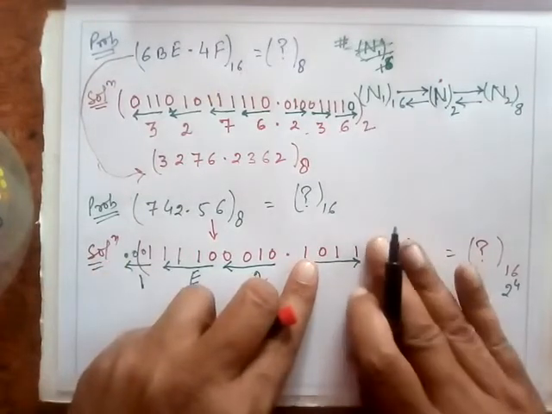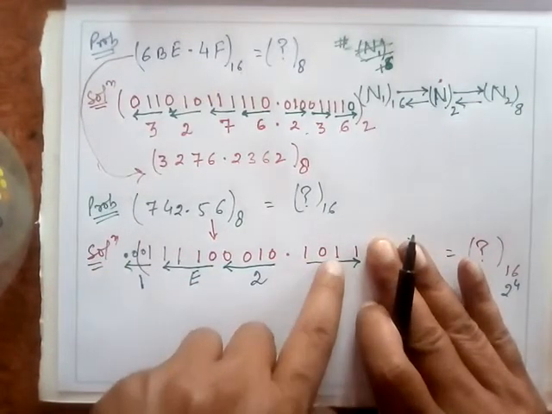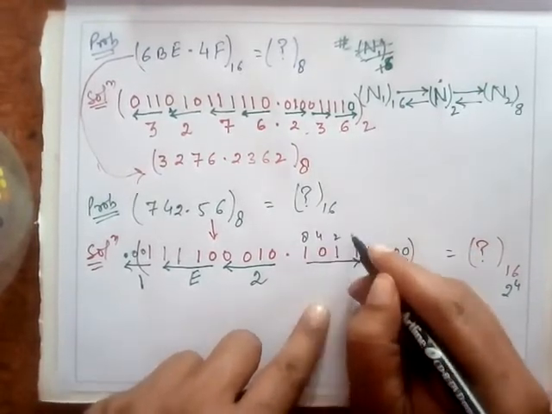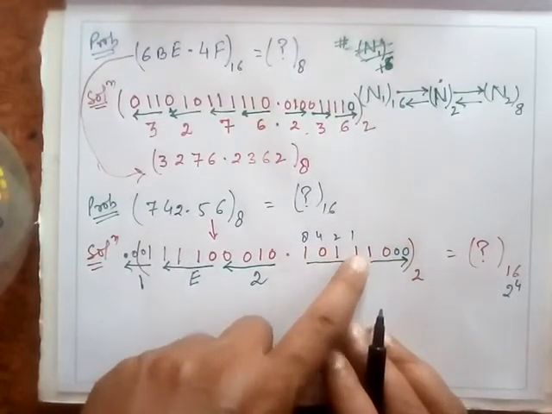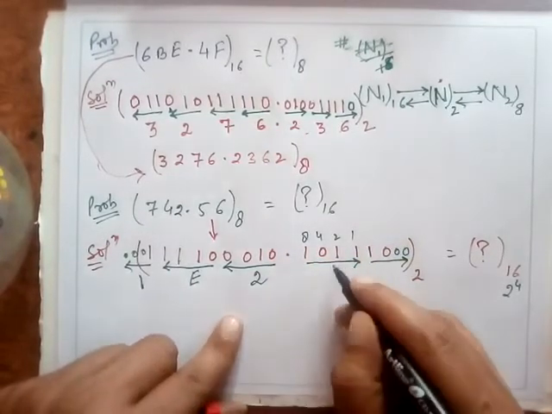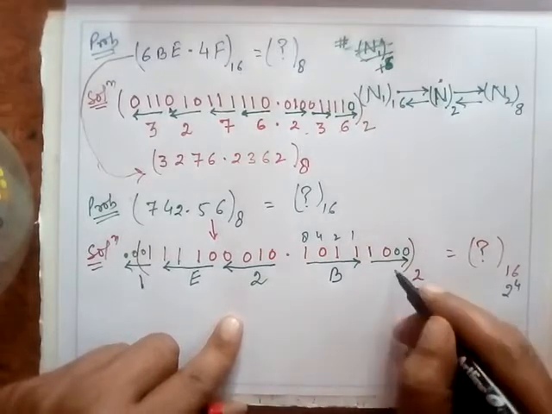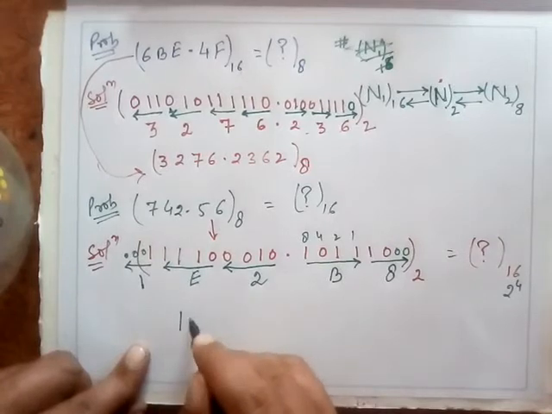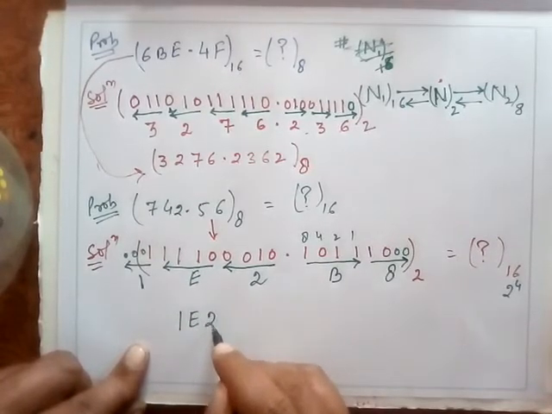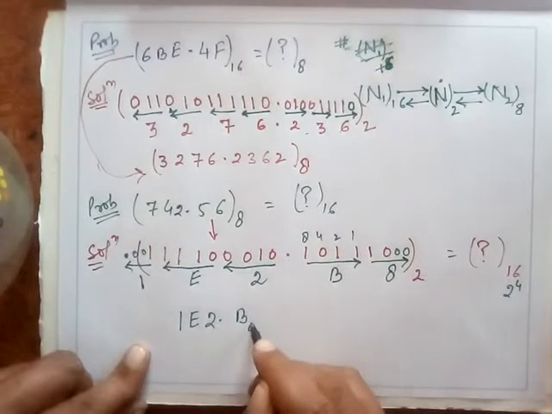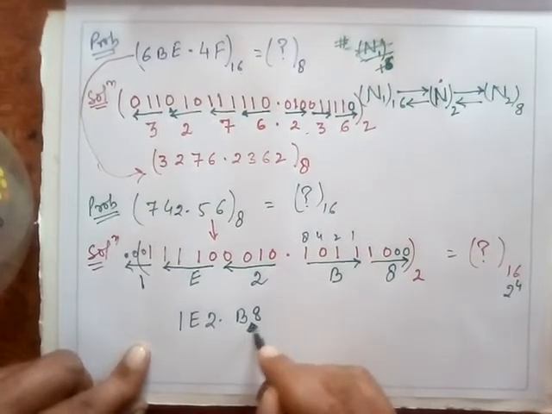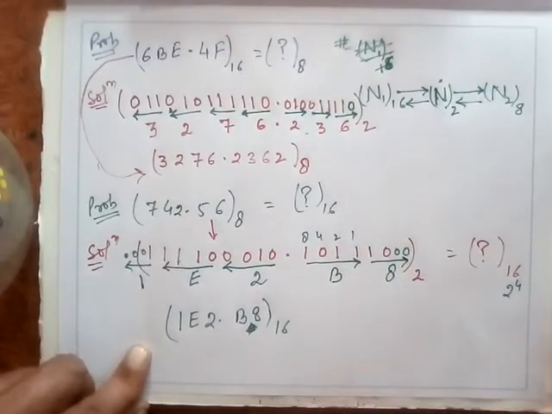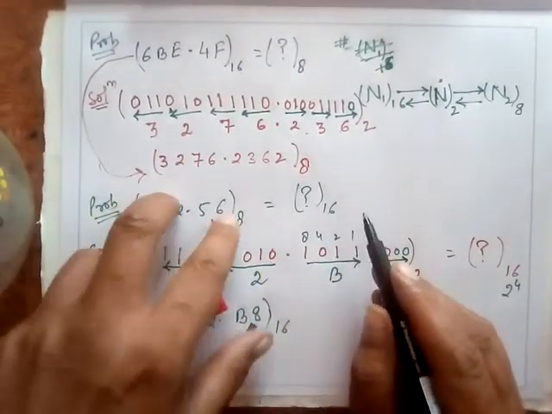Then again look at this part only. 8 plus 2 plus 1, 8421. See this. 8 plus 2 is 10, and 10 plus 1 is 11, and 11 corresponds to B. And this portion is 8. So I can say that this is equal to 1E2.B8 in base 16. So this is how I have converted base 8 into base 16.